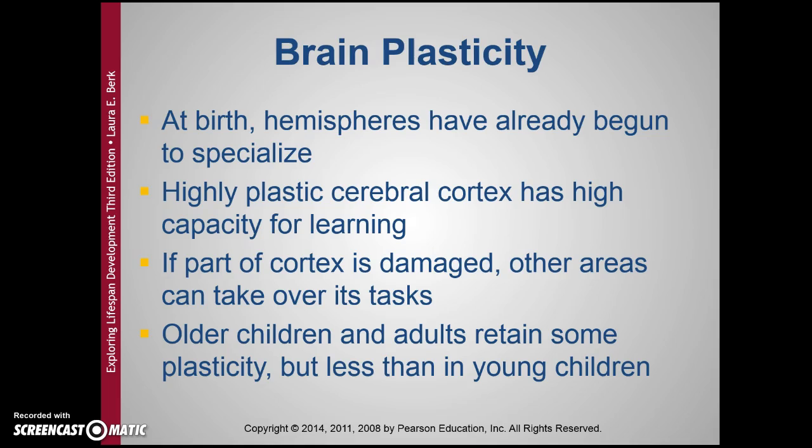So brain plasticity. In brain plasticity, the hemispheres have already started to have their areas of specialization. A highly plastic cerebral cortex means there is a very high capacity for learning. So that is what it means when you say something is plastic or plasticity. It can take in a lot of information. It's easily adaptable, which increases that learning capacity.